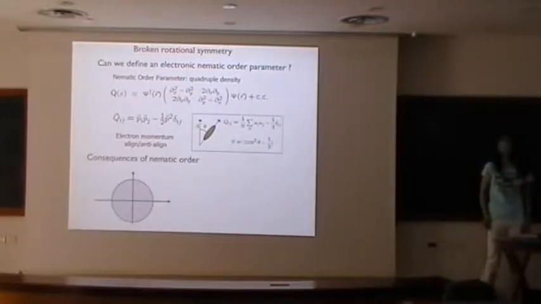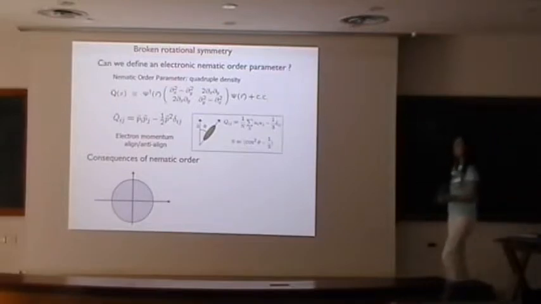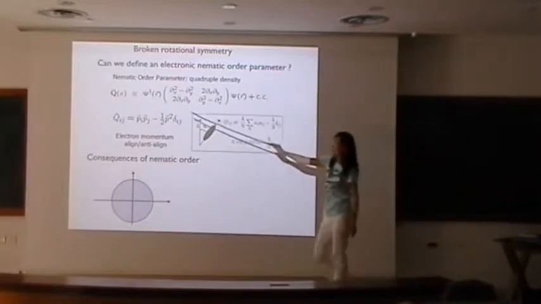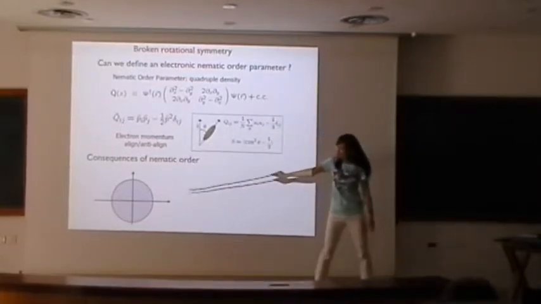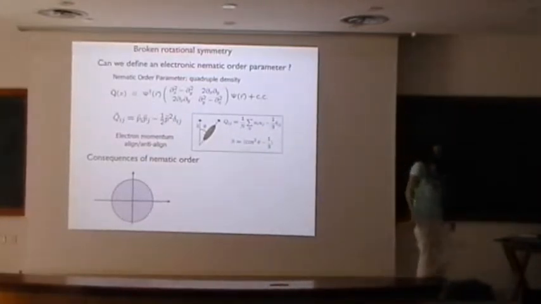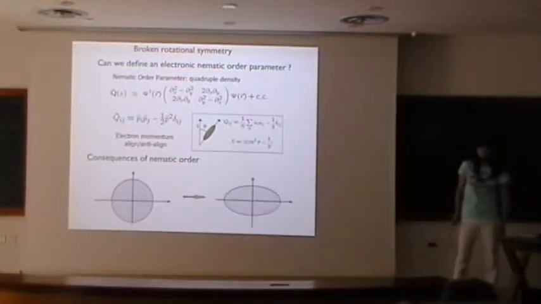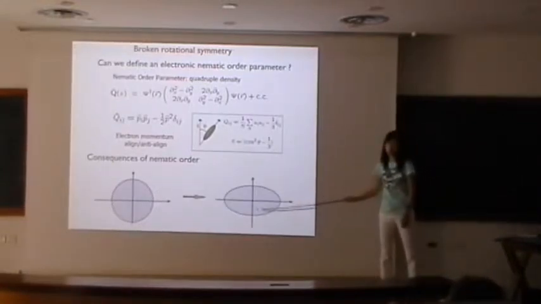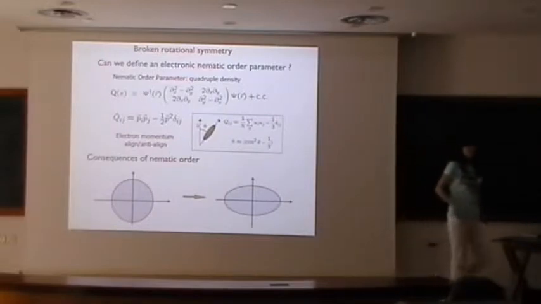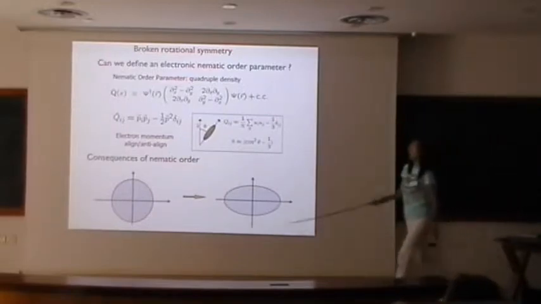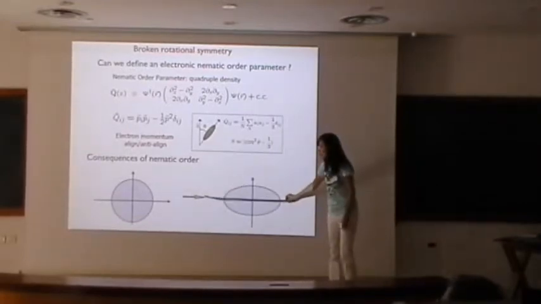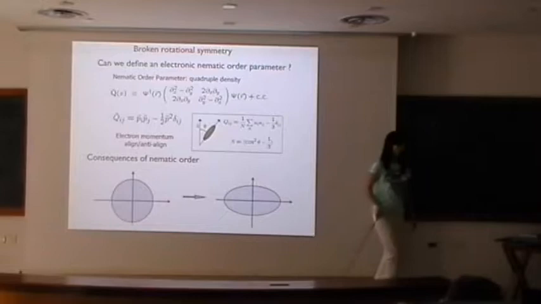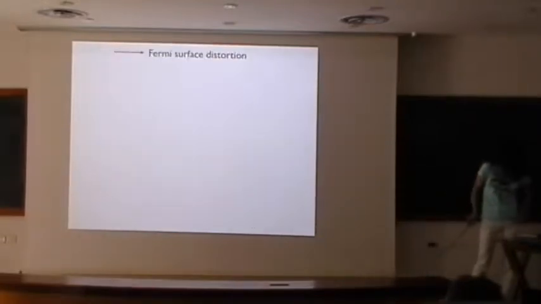The consequence of nematic order, if we study from there, is that if I take the expectation of Q to become finite, and I begin with a circular Fermi surface, then after I form the nematic order, I'm going to deform the Fermi surface, and that's nothing but a deformation of the Fermi surface. So I break the rotational symmetry, because this is all rotationally invariant, but now this rotational symmetry is preserved only by 180 degrees. So this is nothing but a Fermi surface distortion.